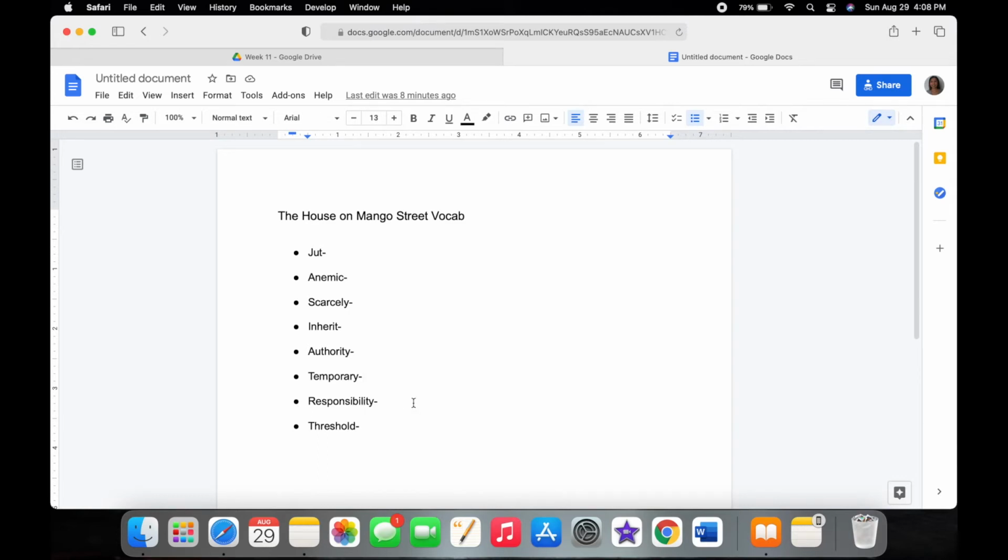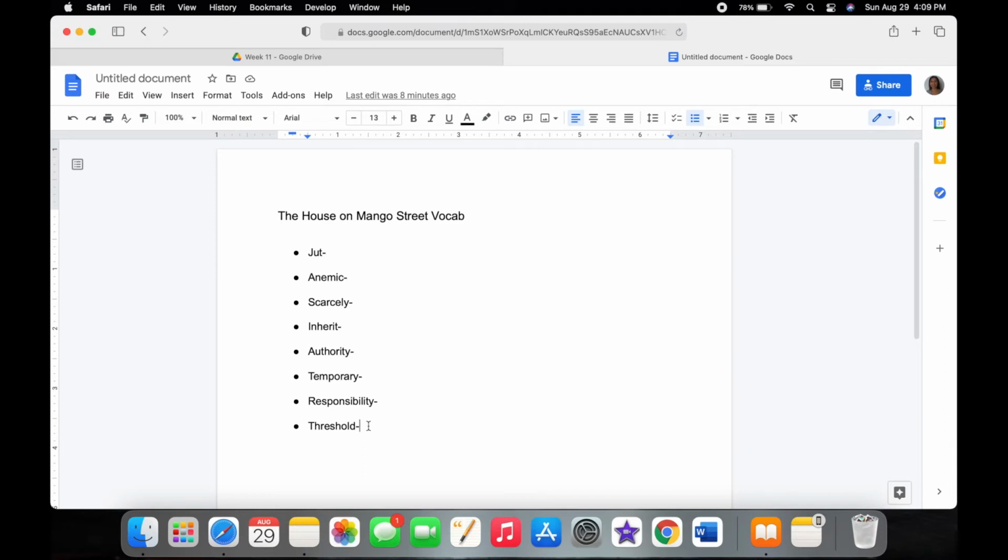Responsibility. Responsibility has to do with maybe a job or a sense of high importance with an item or an idea, and you are in charge of distributing it, taking care of it. Threshold, that is something that can be either physical or an idea. In the physical aspect, a threshold might be something to hold you on top of. So that can be a floor. A floor is the threshold, or the first step of a staircase is the threshold. It holds you to get to the next spot.